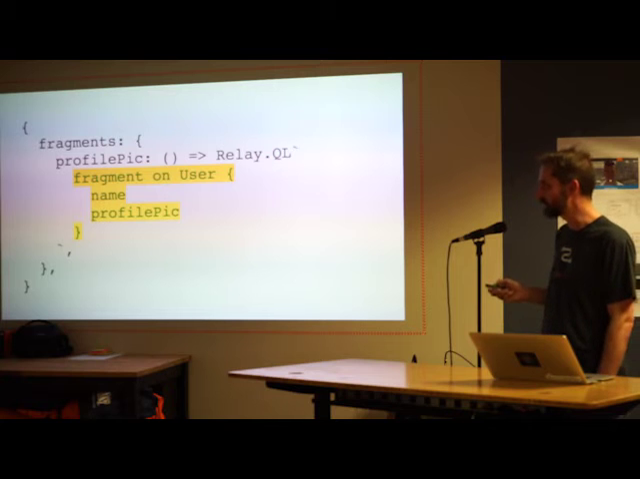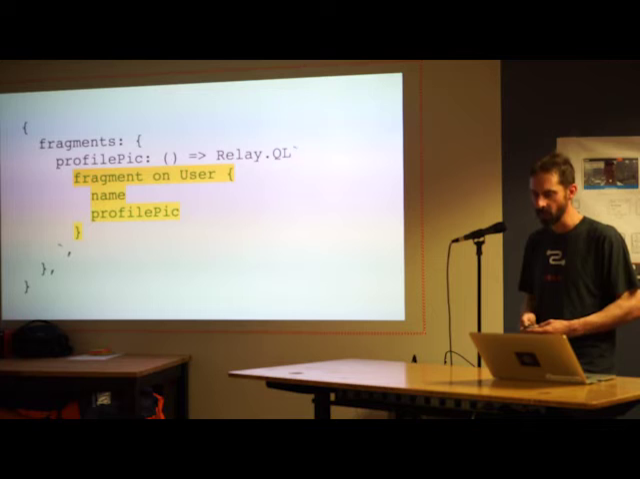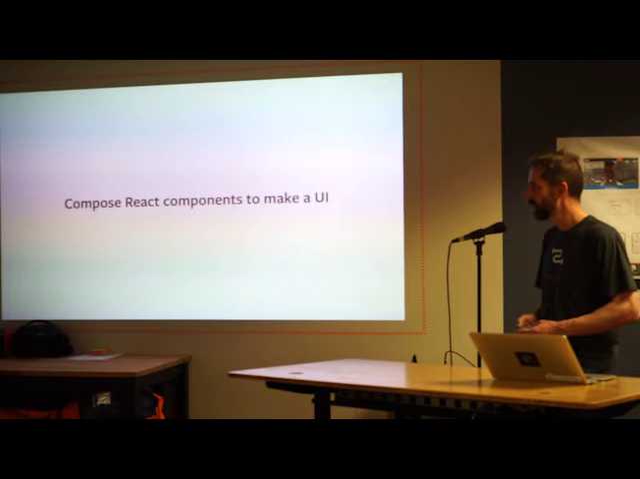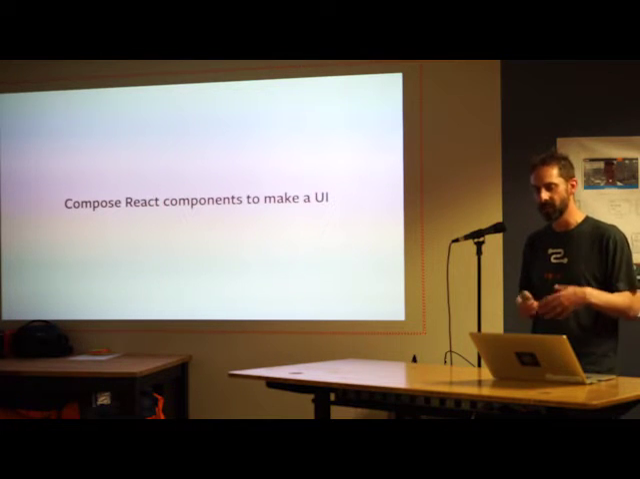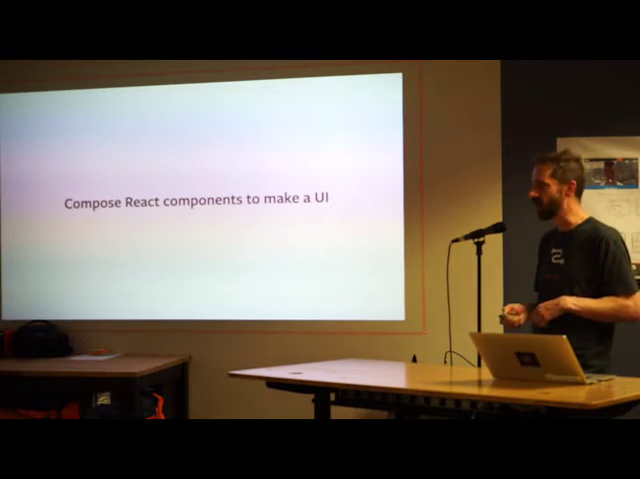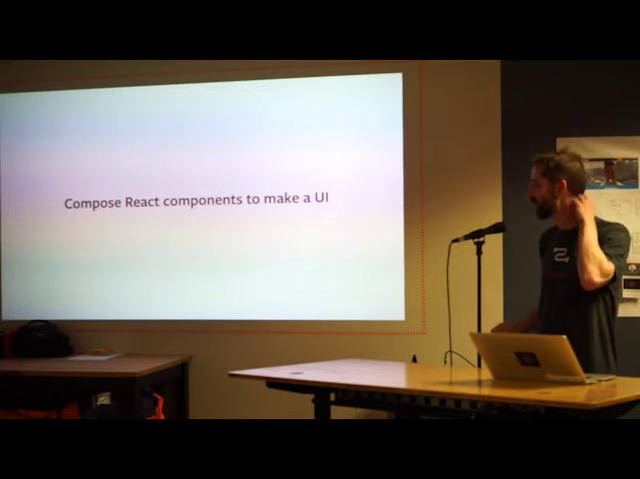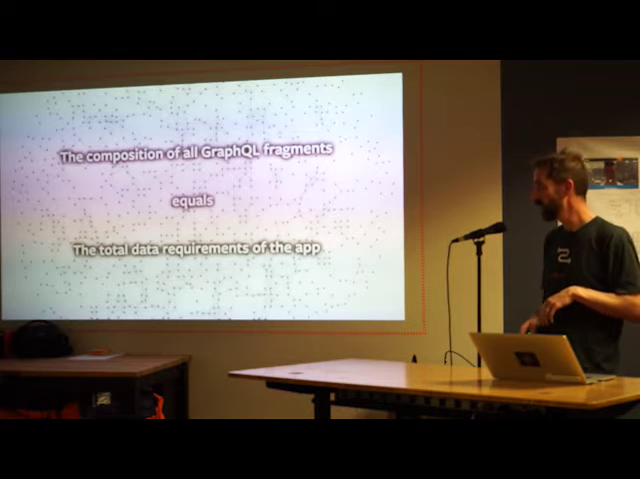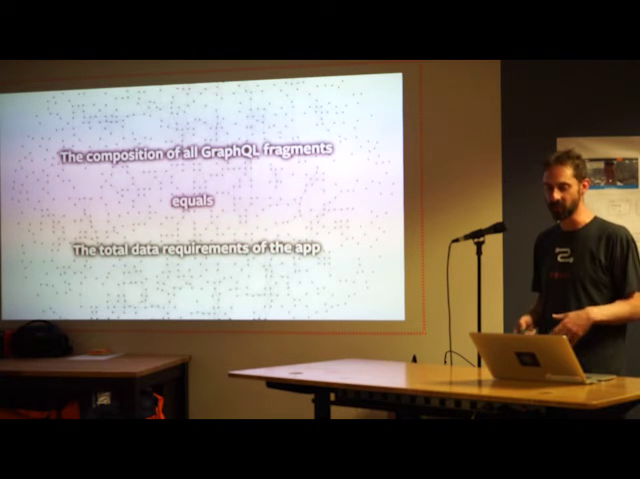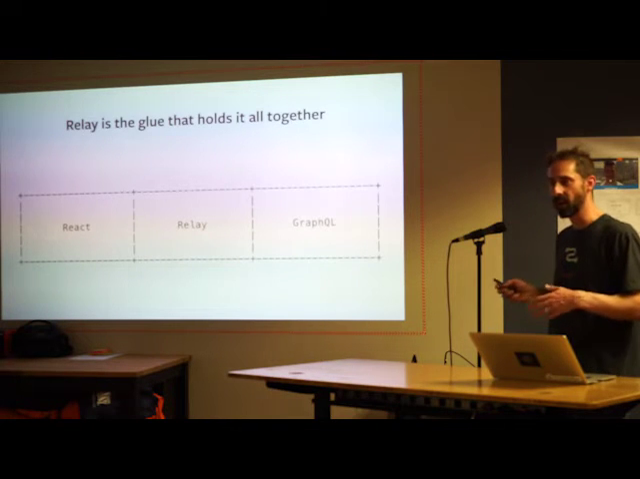And so this is a fragment. It's a little piece of GraphQL that can sit inside my JavaScript component, and it describes exactly the data that that component needs in order for it to render. And so as I start composing these components together, and those fragments get composed together, I eventually arrive at a total description of all the data that I'm going to need to render the entire application. And so this could end up being quite a large query. And Relay is effectively the glue that holds all this together.